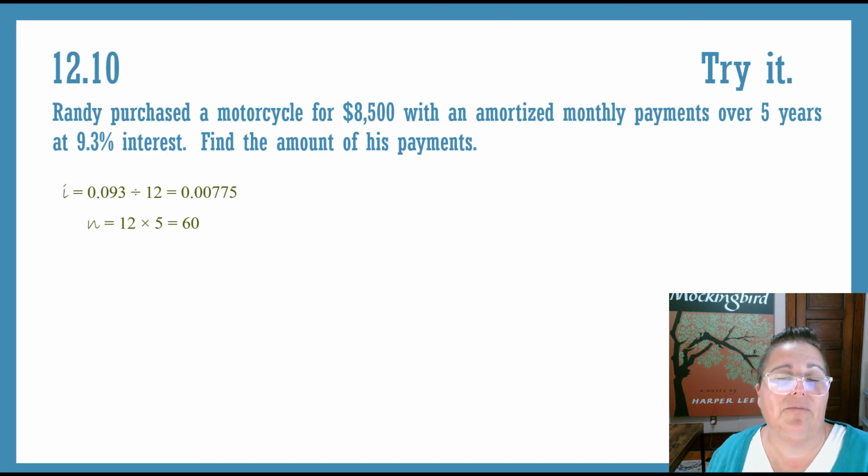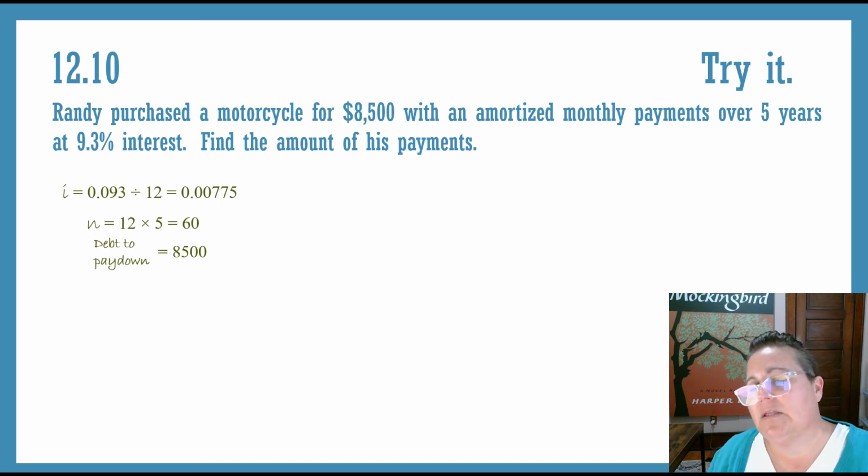He's going to do 12 payments, or it's compounded monthly over the next 5 years. So that's 60 compounding periods. The debt that he has to pay down is $8,500. There's no talk in here of a down payment or front money. So I believe it's the full $8,500.